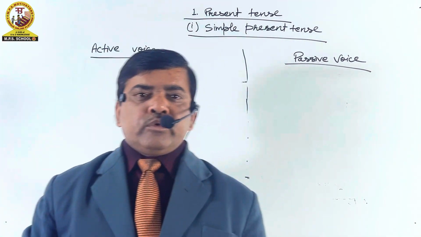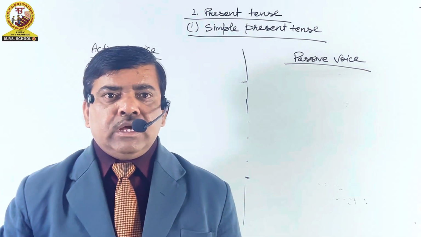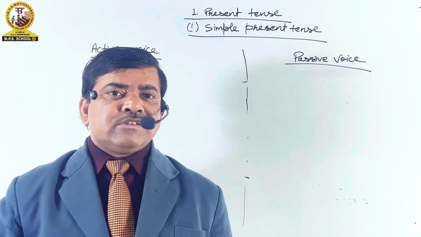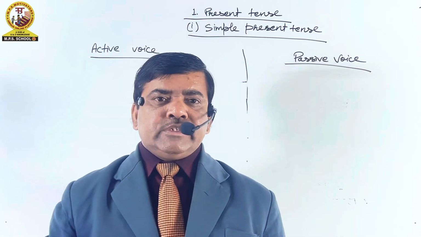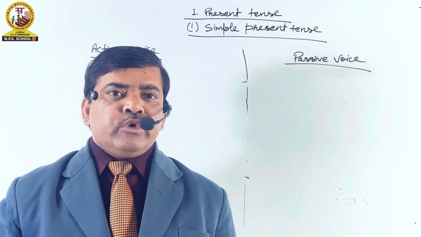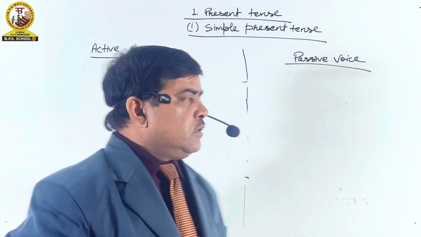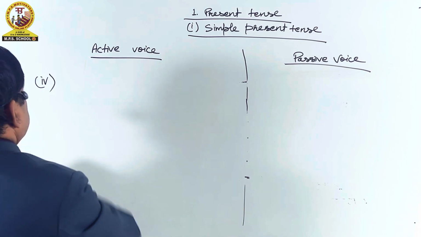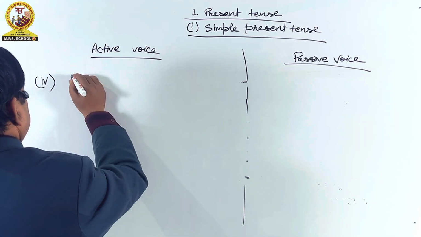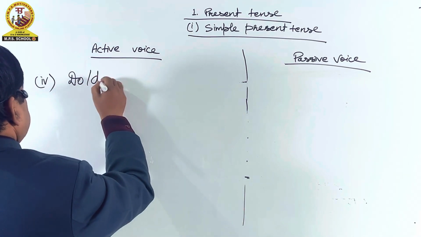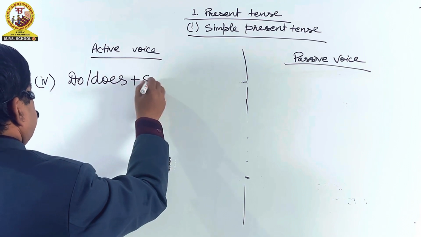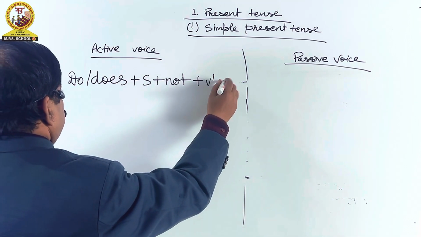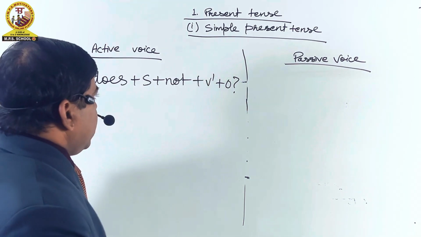Now I am going to teach you the fourth structure formula in active voice and passive voice, both under simple present tense, which is used to make yes no negative interrogative sentences. So let us see the fourth structure formula. Do/does plus subject plus not plus v1 plus object question mark.